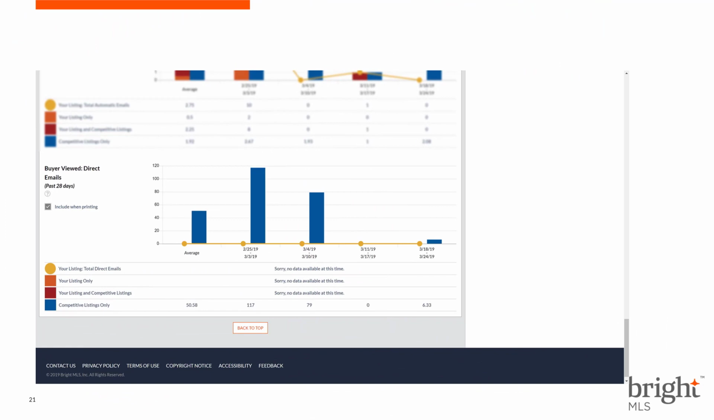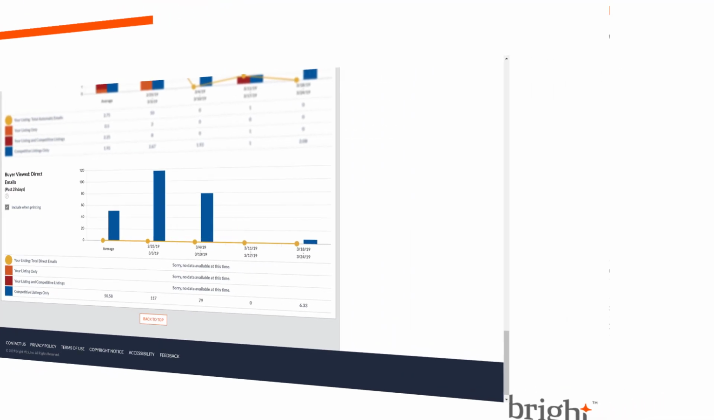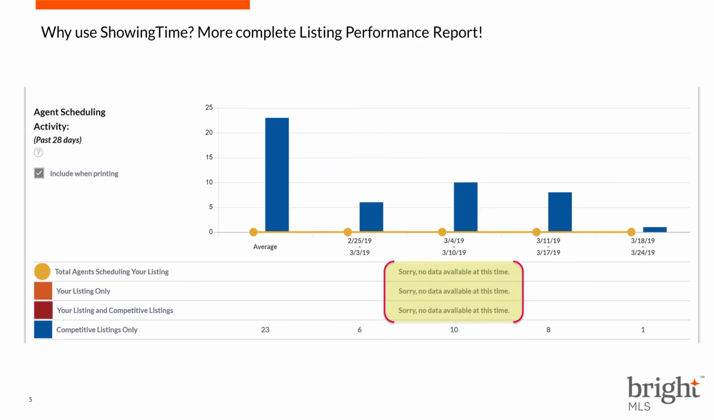But what do you do if you don't use ShowingTime? If you're not using ShowingTime, then you won't be able to benefit from not only the ShowingTime activity listing report, but the Bright listing performance report. But there is a way to do this. Let's walk you through a video that shows you how to connect CSS to ShowingTime as both a broker and an agent.